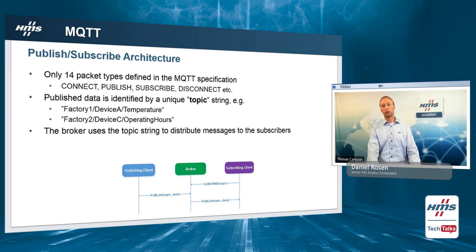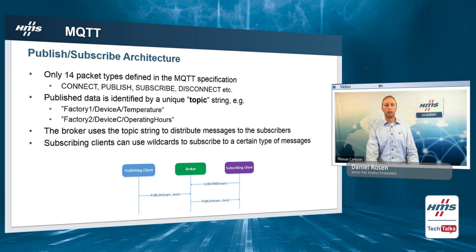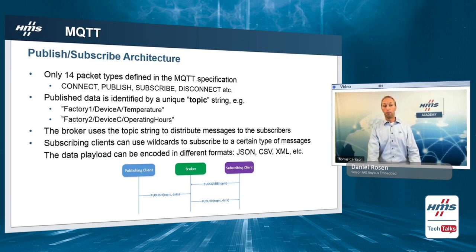The broker uses the topic string to distribute the messages to the subscribers, and subscribing clients can also use wildcards when subscribing. So a subscribing client can subscribe to all parameters generated from a specific machine, for example. The payload of the data is not specified by MQTT. It can be anything, but some commonly used formats are JSON, comma separated files or XML. But it's completely decided by the application what format to use for the encoding.